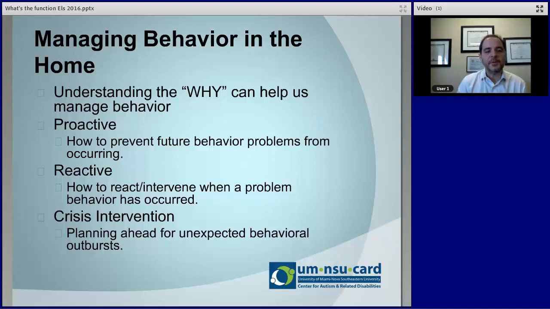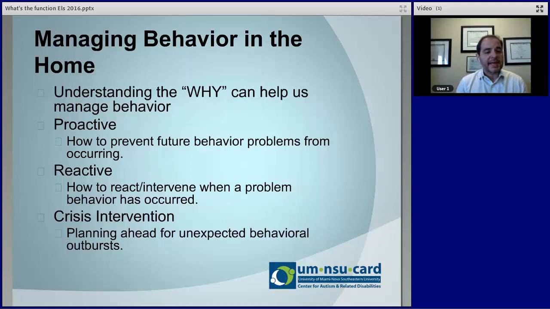So when we manage behavior in the home or in classrooms, it's important to understand why. This is going to help us manage behavior. And I will talk to you guys a little bit more about how exactly we do this. We can be proactive. We can try and prevent future problem behaviors from occurring, in that we can sort of arrange environments. If we see that kids are fighting over the toy, then we might just have to get two versions of that toy, such that there is no fighting.